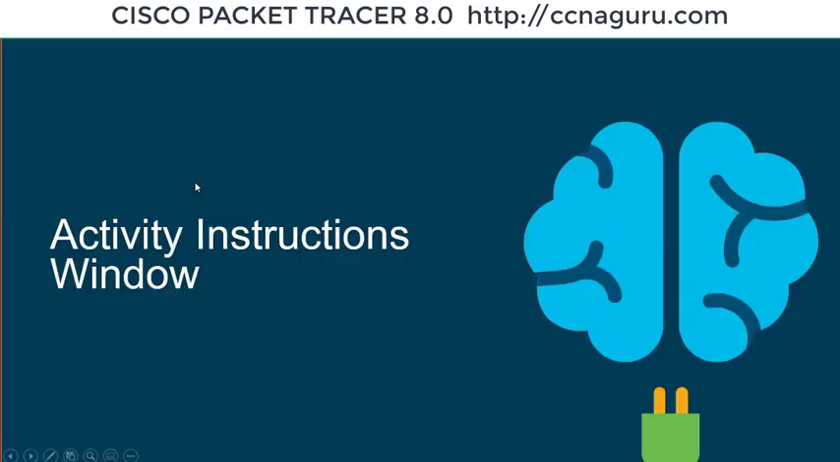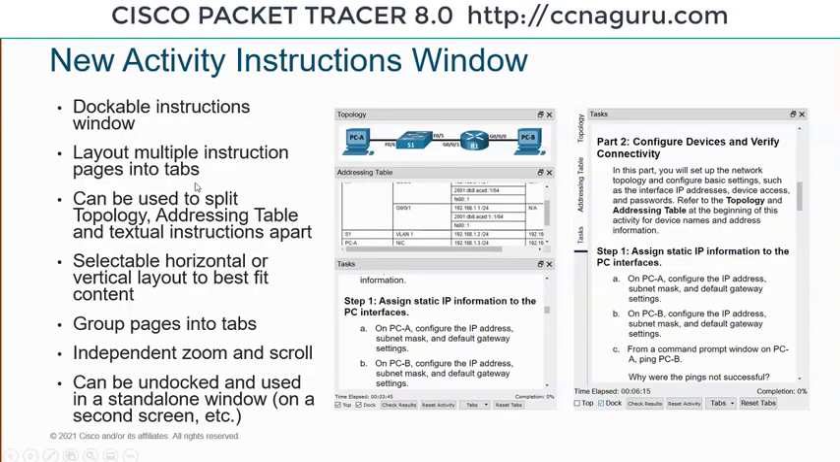Moving on to the activity instructions. The new activity instructions window. First of all, it is a dockable window right now, which means that this window can be placed inside the main window of Packet Tracer, or can be taken outside of the main window and be a hovering window on top. The layout of the new activity instructions window allows for multiple instruction pages built into tabs. So instead of switching from one page to another, the activity can be set to present each page in a separate tab, in a separate panel, like it's shown here.